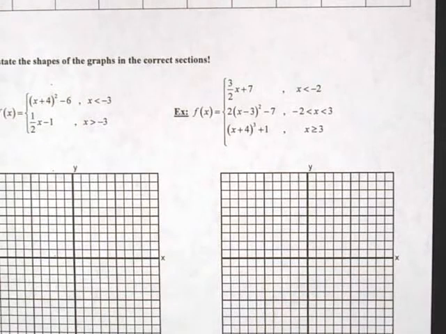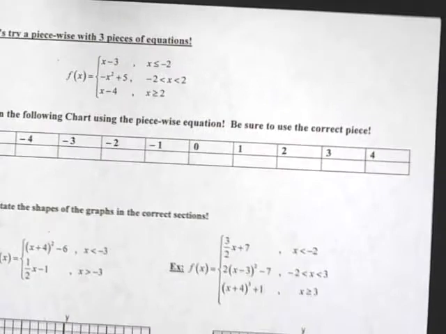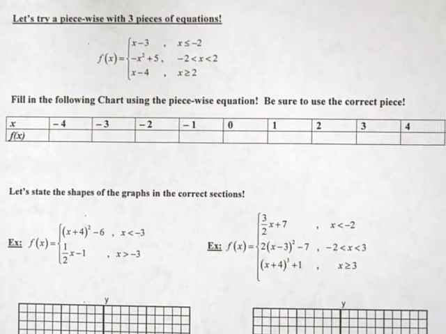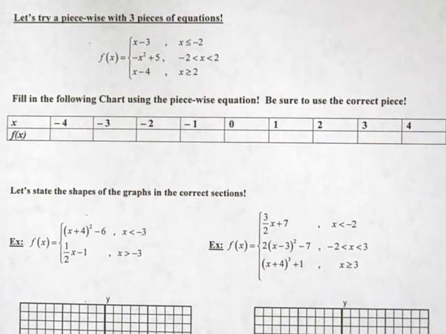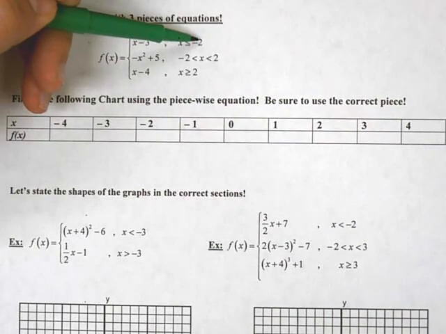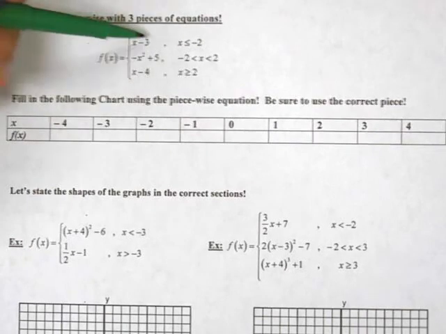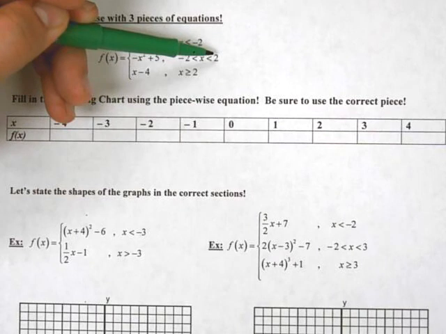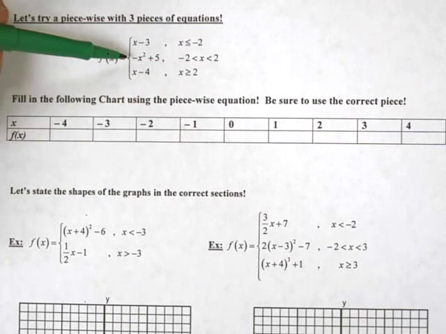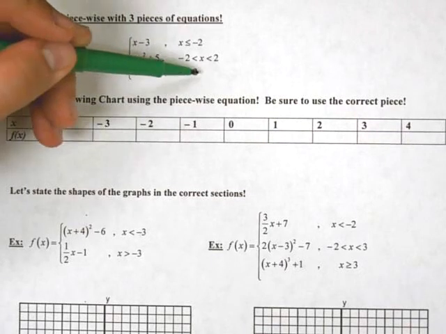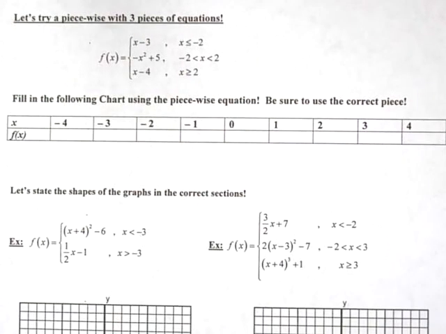Let's see what's going on here. And then we will call it a day. Alright, so let's try a piecewise with 3 pieces. What do we see here? We know that where x is less than or equal to negative 2, it will take on x minus 3. From negative 2 until 2, not including, it will take on negative x squared plus 5. And then lastly, x is greater than or equal to 2, it will take on x minus 4.